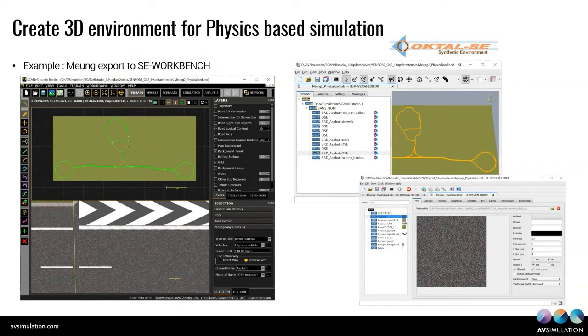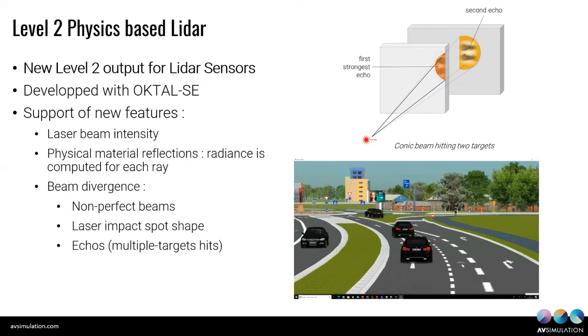We also have a new feature to directly produce physics-based material for your physics-based sensor. This is the work that we are currently doing with Octal SE. With this feature, you can produce terrain that is already physicalized. You can choose the physical properties of the terrain in SCANeR Studio Terrain, and directly export your terrain, and you won't have to do any manual modification on this terrain. It will be directly taken into account.